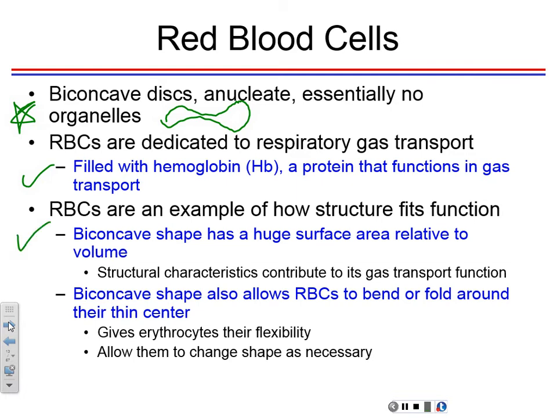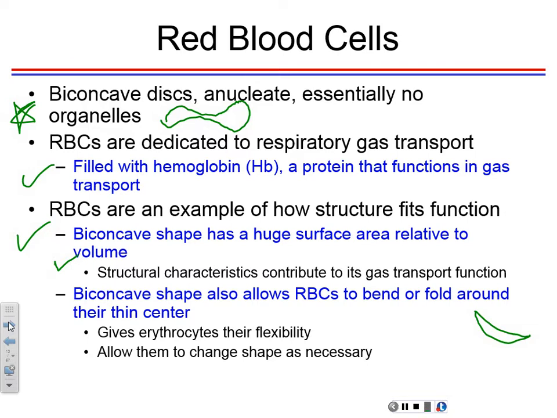All right. So, like I was saying, the biconcave disc is the epitome of the relationship between structure and function, because it gives a high surface area relative to volume, which is good for gas transport, and it gives the ability to be flexible and squeeze through capillaries. In fact, there is a disease called sickle cell anemia, where the red blood cells look like a sickle, something like this. And these people are anemic. Why? Because they can't transport oxygen, so they get tired all the time. If somebody says you're anemic, it means you're kind of tired, basically.